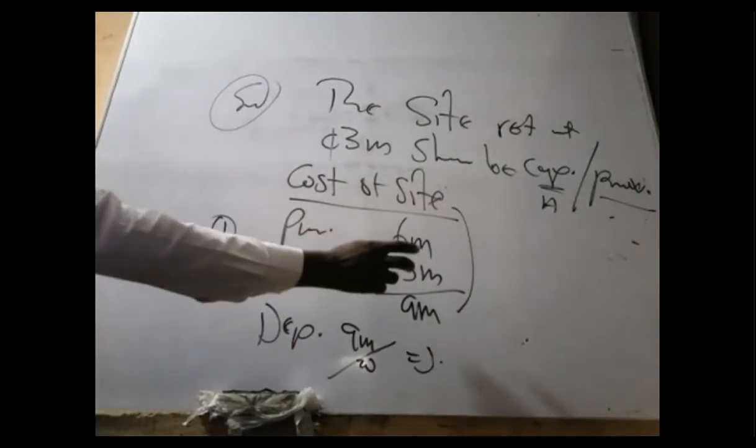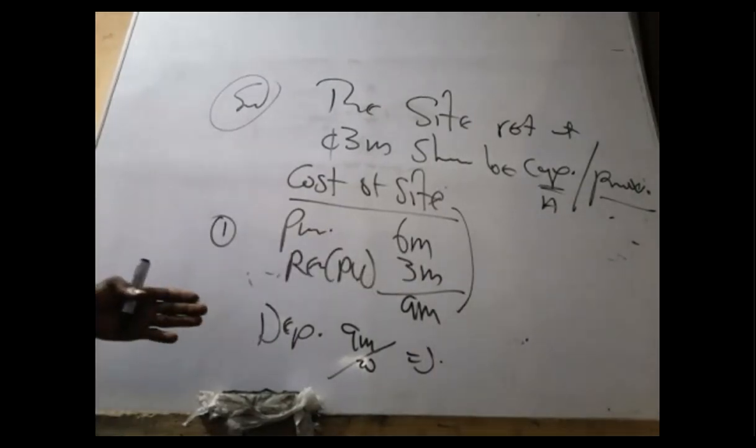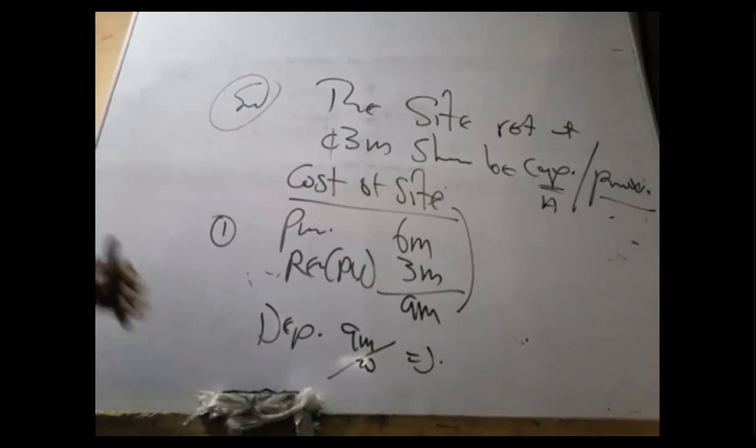for the site restoration. Provision needs to be made for the site restoration. So tell the examiner that they should make adequate provision for the site restoration. How do you do that? Let's go to point 2.